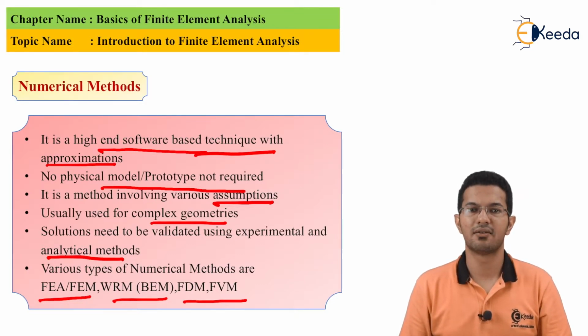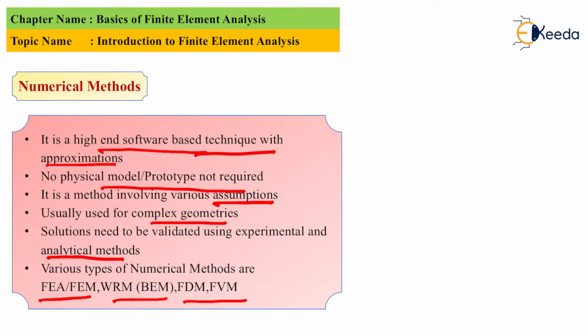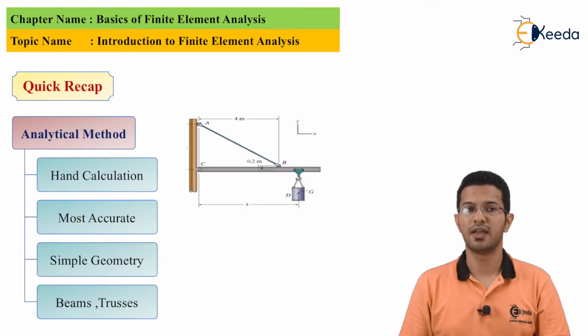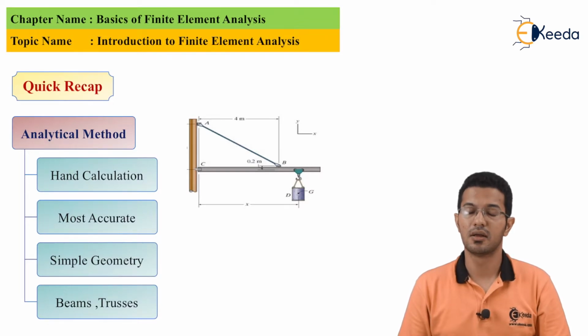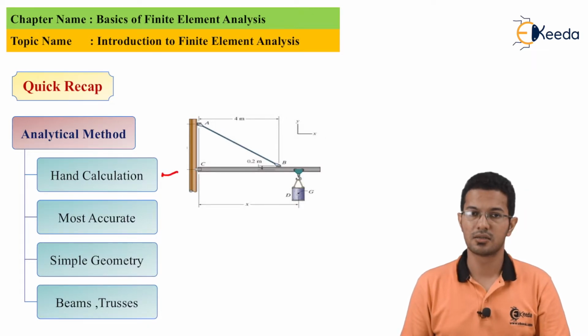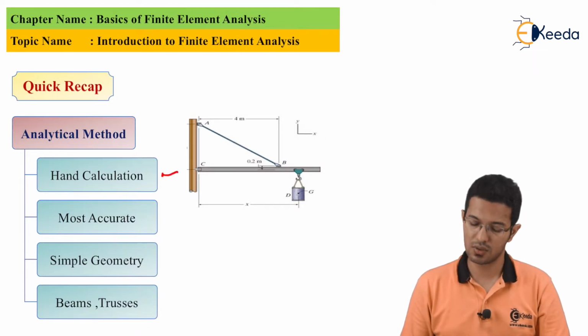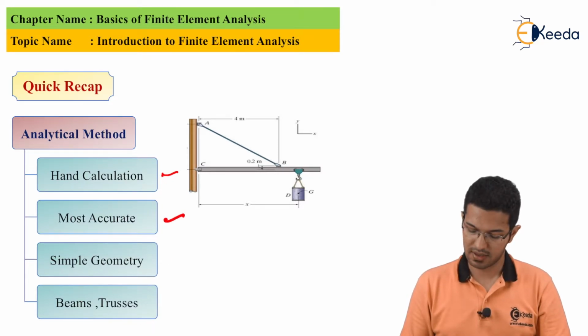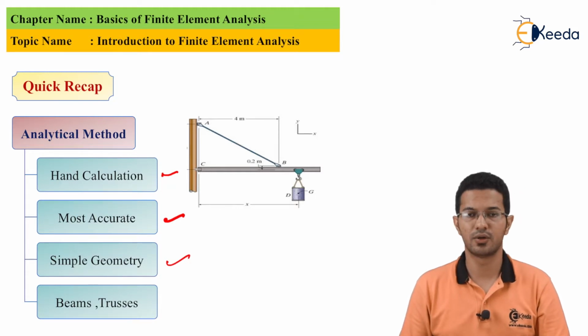So, let's have a quick recap on all the three methods we use to solve an engineering problem. If we get into the analytical method, we understand that the analytical method is a hand calculation method. It has the most accurate answers to a solution. It is used only for simple geometries and it can be used for beams and trusses in our day-to-day life.